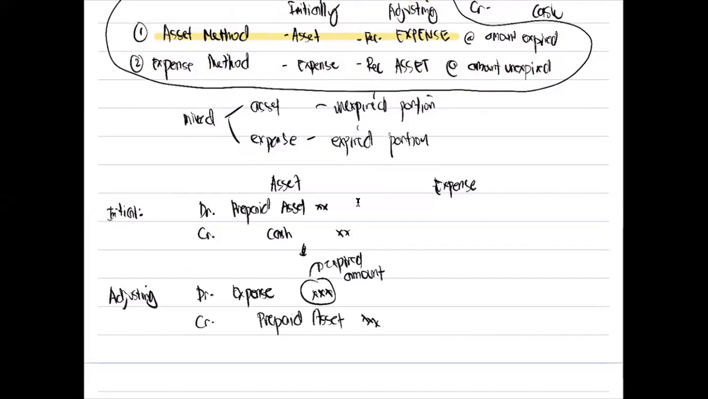How about on your expense method? So under expense method, we use another color.